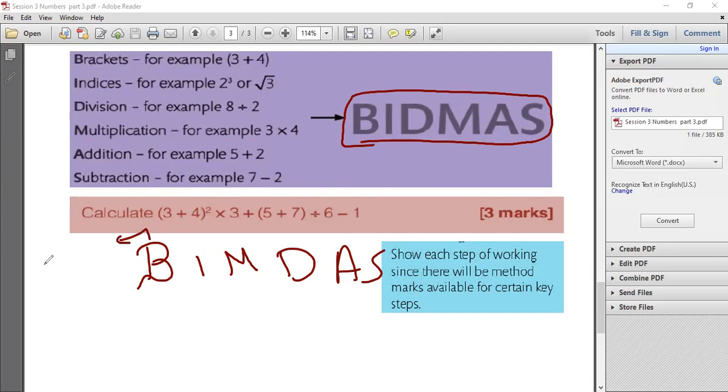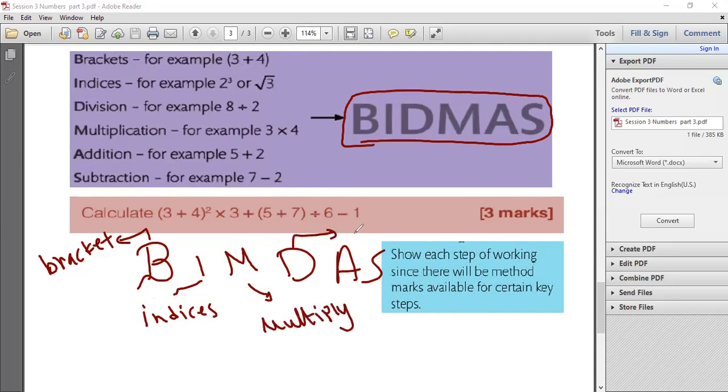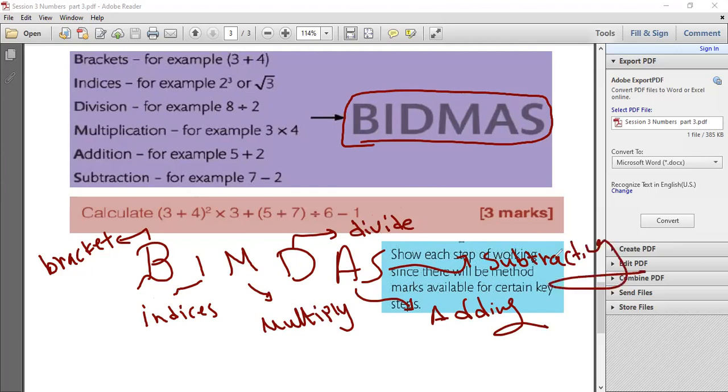B is for brackets, I for indices, M for multiply, D for divide, A for adding, S for subtracting, and you start from left to right. Please write it.